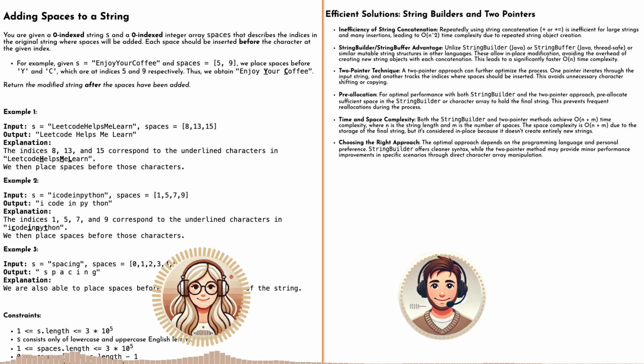Right. So as you move through the string, you're constantly checking, is my current string index equal to the value at my space index? And if it is, bam, add a space. And you would increment both pointers, one for the next character and one for the next space index.